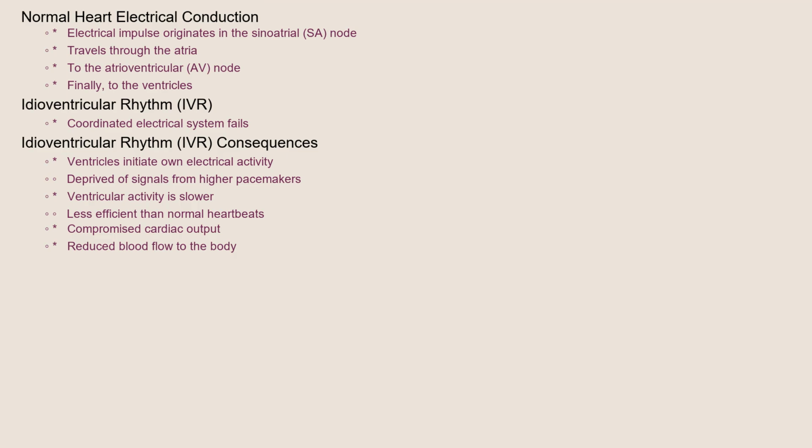Normally, the heart's electrical impulse originates in the sinoatrial node, then travels through the atria, to the AV node, and finally to the ventricles. This coordinated electrical activity ensures efficient heart muscle contraction. In idioventricular rhythm, this coordinated system fails. The ventricles, deprived of signals from the higher pacemakers, initiate their own electrical activity. This ventricular activity is usually slower and less efficient than normal heartbeats, leading to a compromised cardiac output and reduced blood flow to the body's organs and tissues.